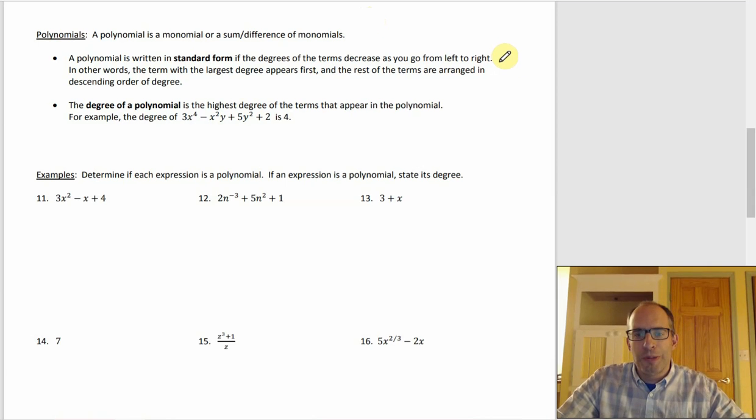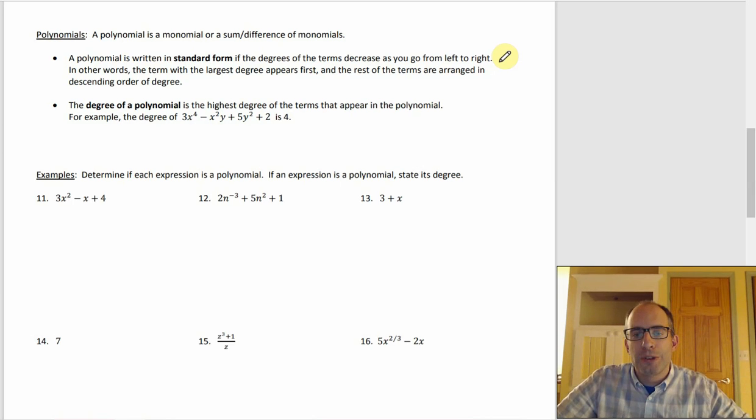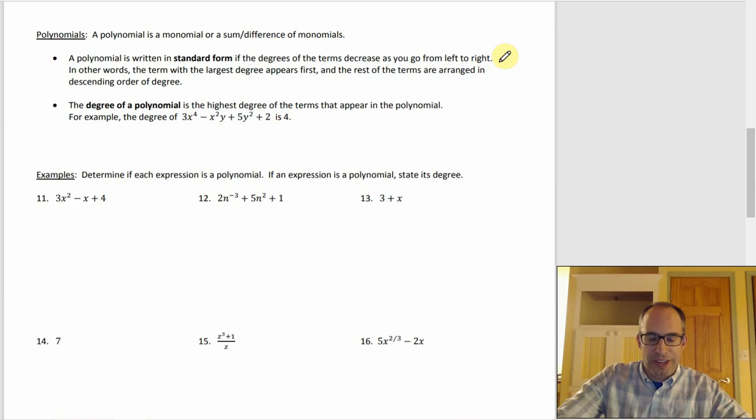But a polynomial being written in standard form is if you have your terms set up so the degree goes down as you go from left to right. So, you know, like degree 4, then 3, then 2, then 1, or something like that. So the term with the largest degree is first, second largest is next, third largest is next, and smallest is at the end.